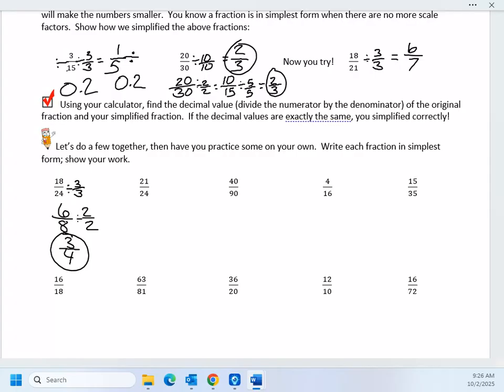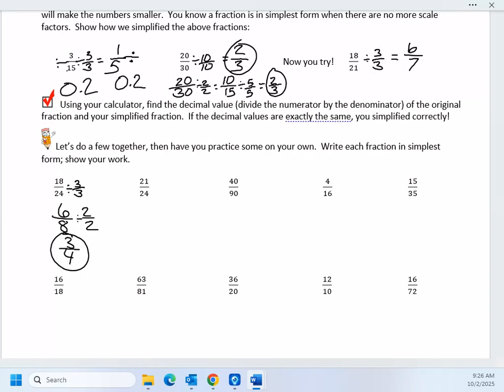I could have looked at 18 over 24 and said, oh, I can divide a 6 out. 18 divided by 6 is 3. 24 divided by 6 is 4. I would have gotten the same simplified fraction. So just keep on looking, can I keep dividing? Sometimes you only do it once, sometimes you do it multiple times.